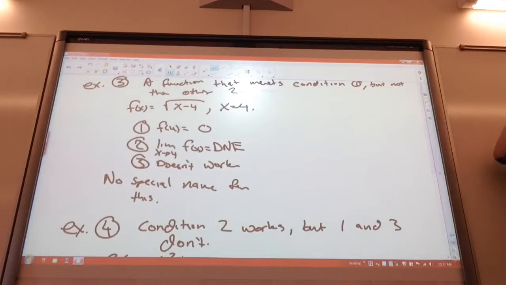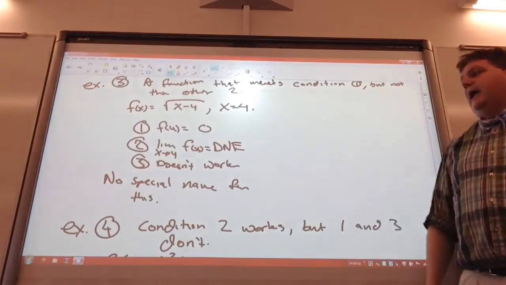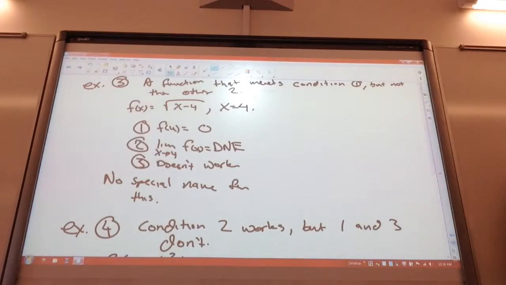Alright. So the next one we're going to look at is an example of a function that meets the first condition, but not the second. So therefore it automatically doesn't meet the third as well. Our function is f of x equals the square root of x minus 4, and we're looking at when x is equal to 4. So, does f of 4 exist? What's the square root of 4 minus 4? Yes, it does. It's 0, right? That works. So the function is totally defined at x equals 4. It's 0.